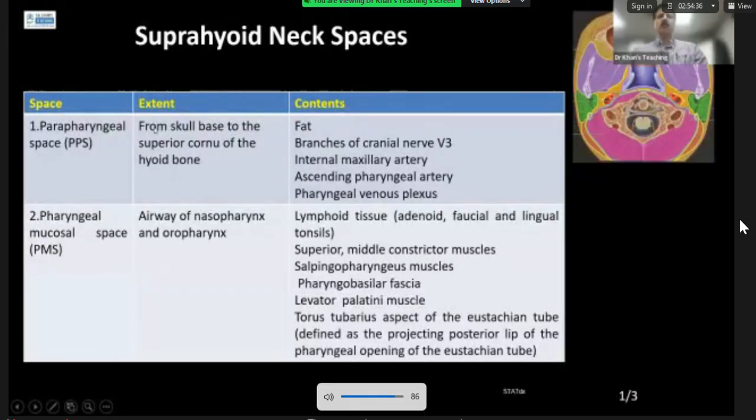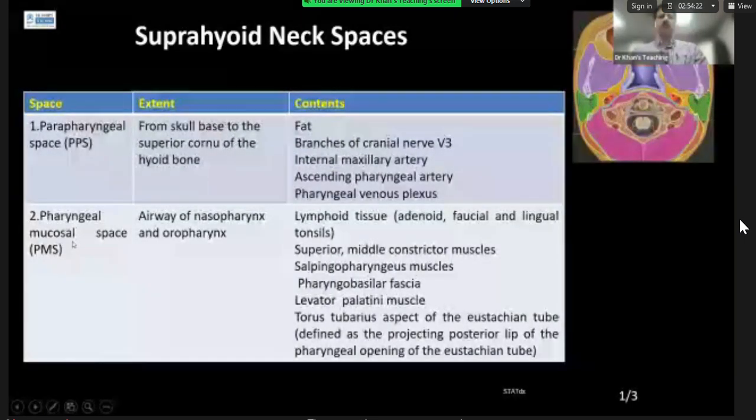Retropharyngeal space extends from base of skull to the superior cornu of the hyoid bone. This extent is extremely important. Of course, contents we will learn when we go into details. Pharyngeal mucosal space, airway of the nasopharynx and oropharynx. Actually, this is the mucosal space of nasopharynx, oropharynx. And when we are dealing with carcinoma of the oropharynx, nasopharynx, we still use the old terminology, nasopharynx, oropharynx.